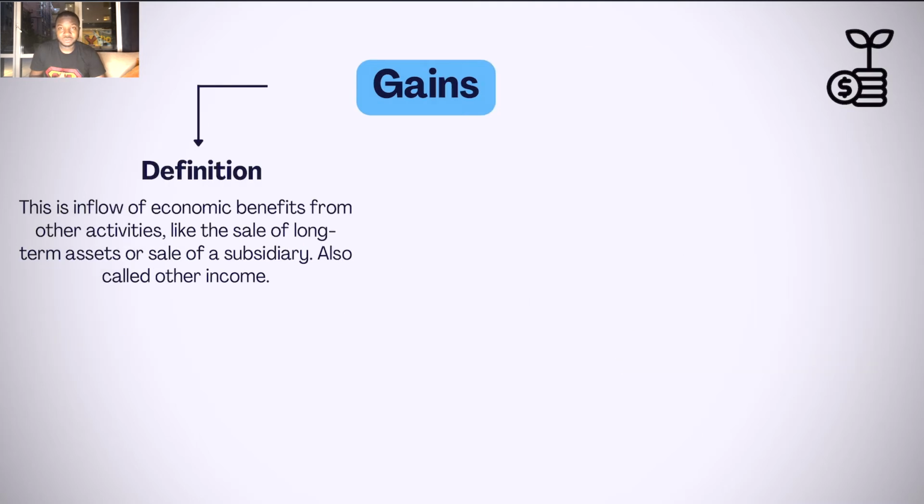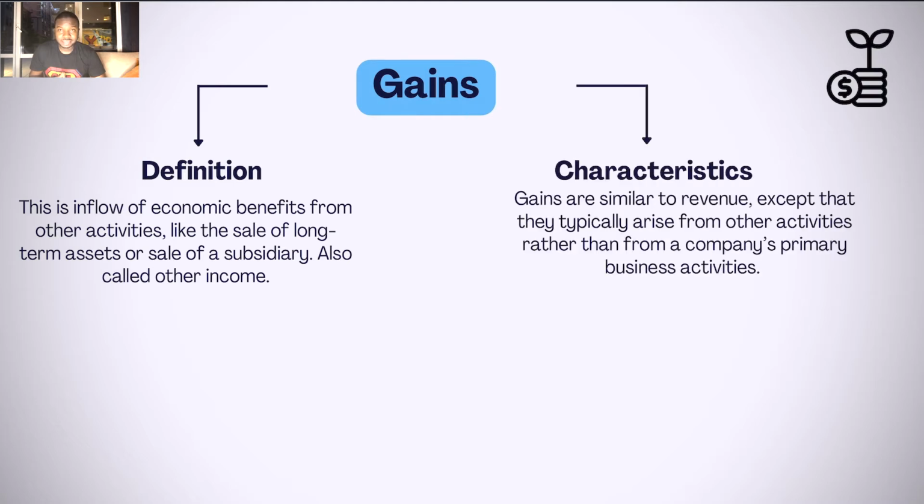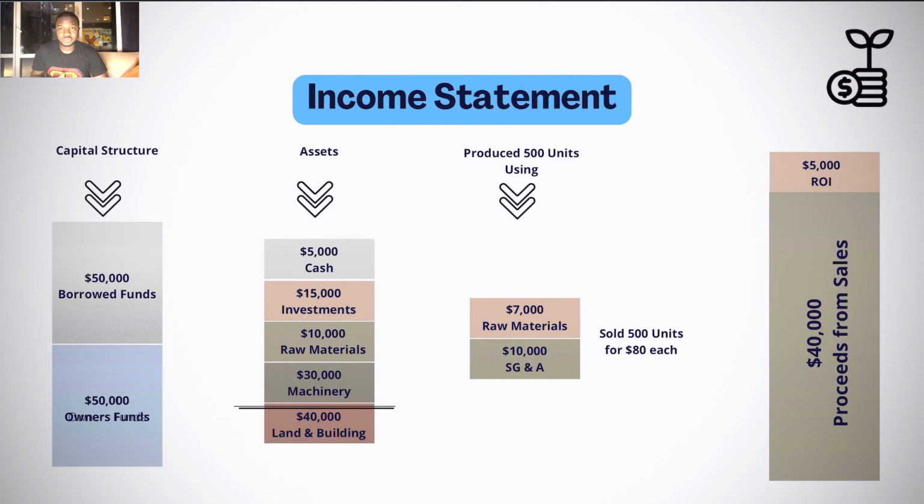Gains represent inflow of economic benefit from other activities, like sale of a long-term asset or the sale of a subsidiary. Gains, which are also called other income, are similar to revenue, except that they arise from activities that are not part of a company's primary business activities. In our hypothetical company, if we sell one of the buildings for more than the carrying value, the difference is referred to as gain rather than revenue.